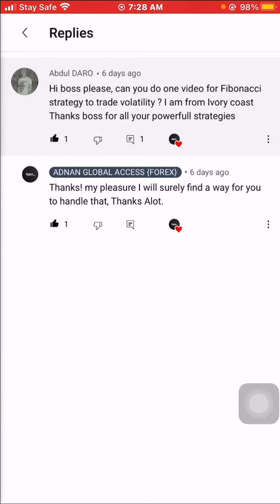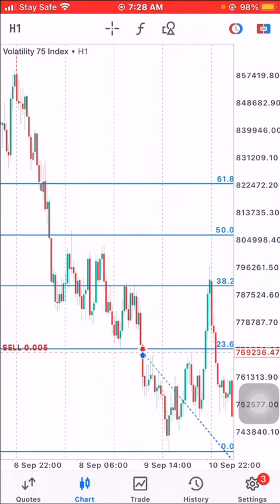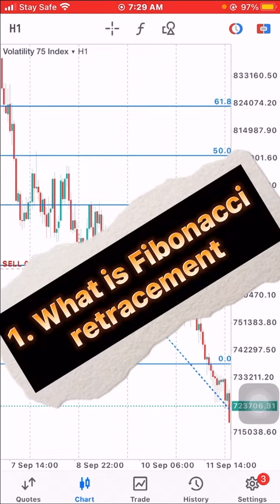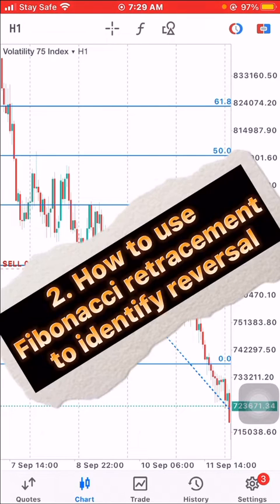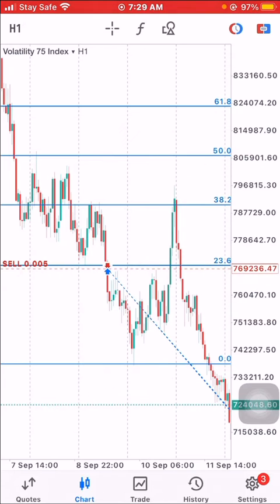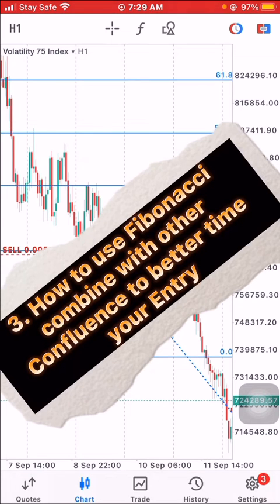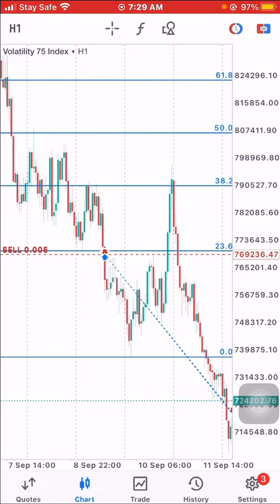So before we dive in, what is Fibonacci retracement? Because in today's session, you are going to handle three things. Number one, you will know what Fibonacci retracement is. Number two, you will know how to use Fibonacci retracement to identify reversals and market continuation movement. And number three, you'll learn how to add other confluences and apps to your Fibonacci retracement and build up a strong trading decision, all in this video. So don't go anywhere, stick with me in this video.